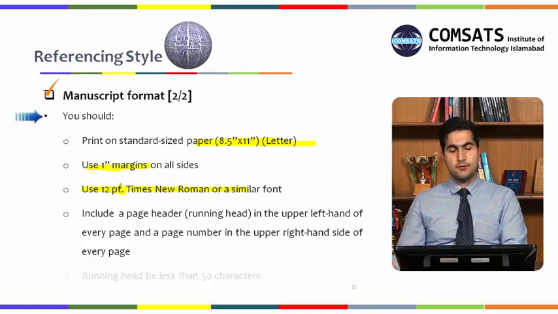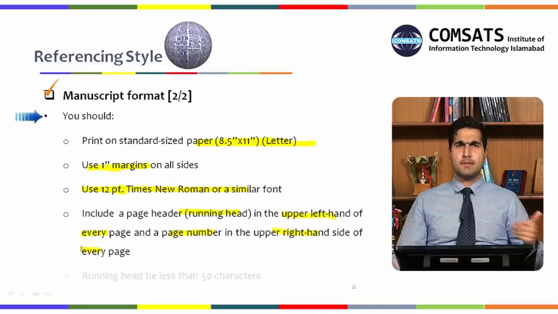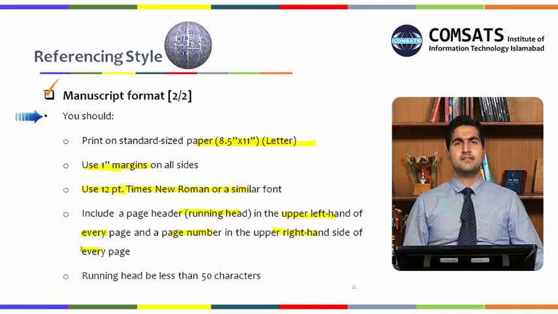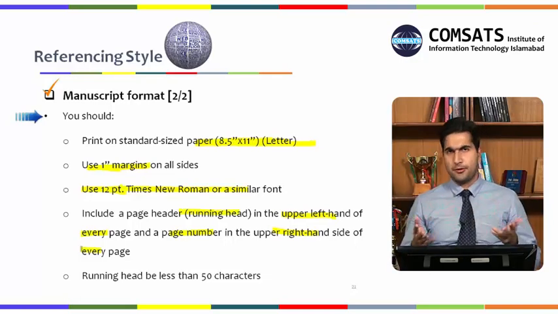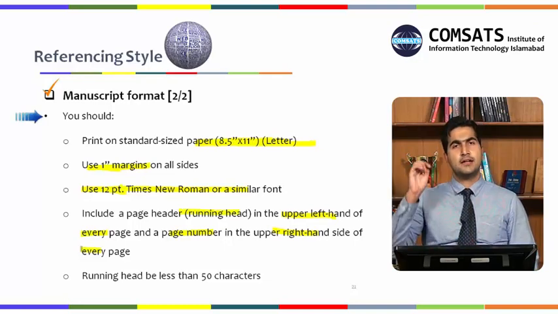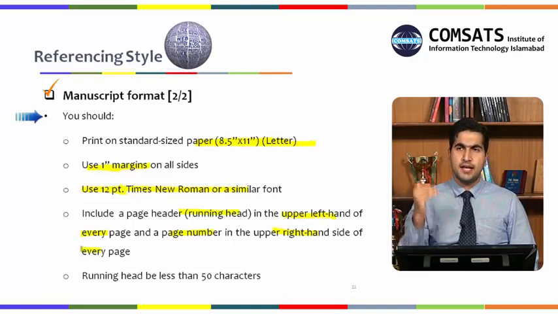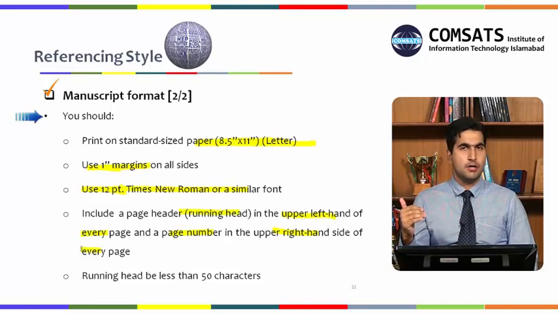Include a page header, which is also called running head, in the upper left hand of every page and a page number in the upper right hand side of every page. This running head, which is basically the title, should be less than 50 characters. The running head or page header is basically the title of your research or report, and it's called a running head because it runs at the top of every page, like the head of every page. It's like a header that you have on every page.